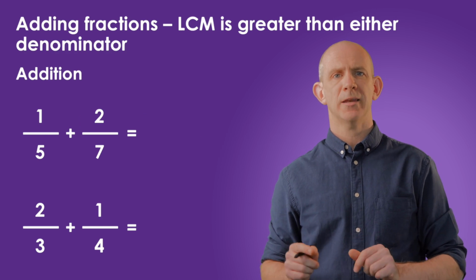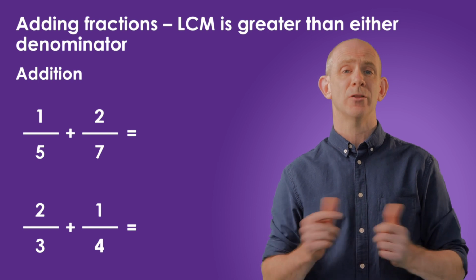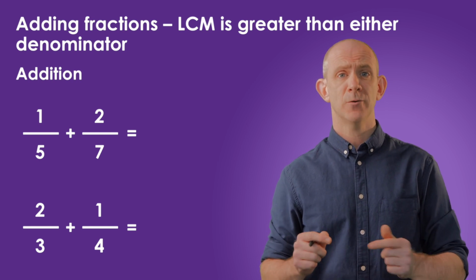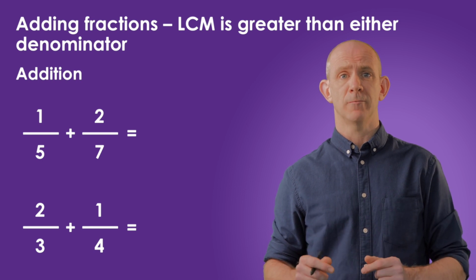Next, we're going to look at adding and subtracting fractions where the lowest common multiple is greater than either of the denominators. In the first addition question we have here, we've got 1 over 5 plus 2 over 7.